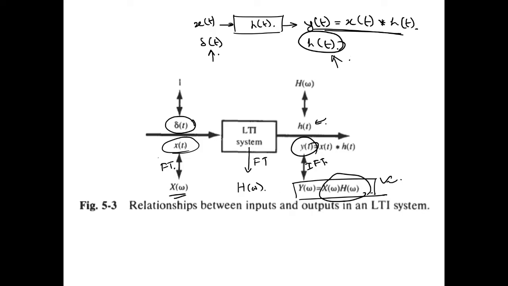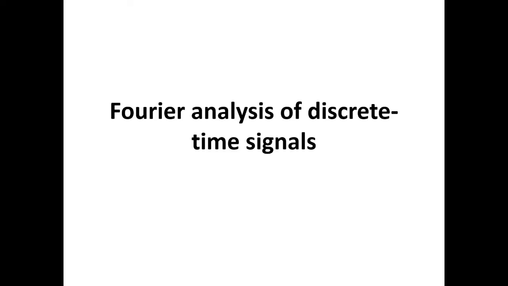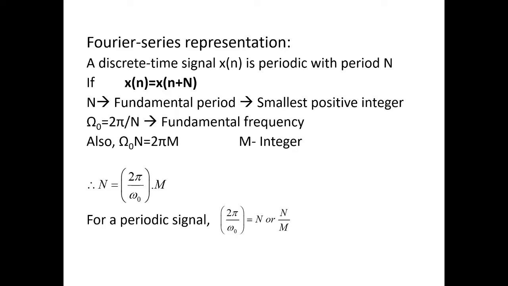Okay. So this is basically the input-output relationship of an LTI system, and how the Fourier transform can help us in analyzing the system. Now, coming to the Fourier analysis of the discrete time signals. So discrete time signals, as I already told you. First one is the Fourier series representation. So basically it is a Fourier series, but in the discrete domain.